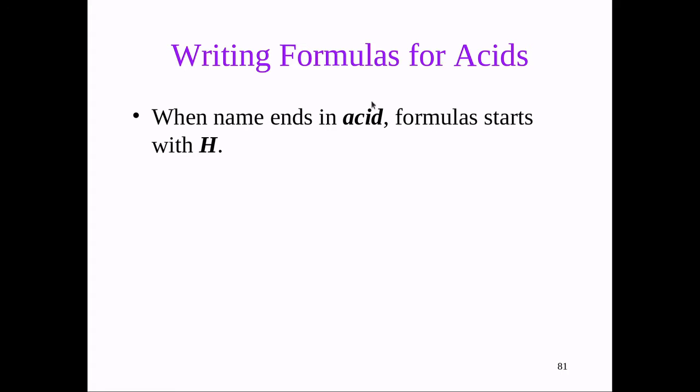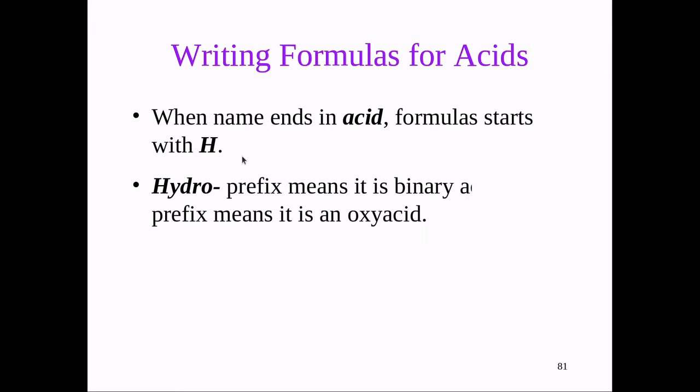So when the name ends in acid, that's our indicator that we're dealing with an acid, and that our formula should start with a capital H. The hydro prefix means that it's a binary acid, and if you don't see a prefix, it means that it's an oxyacid, which seems a little confusing at first. Where does this hydro come from?